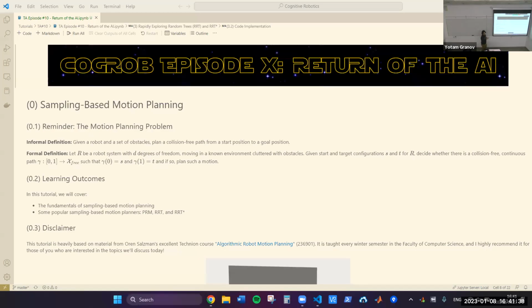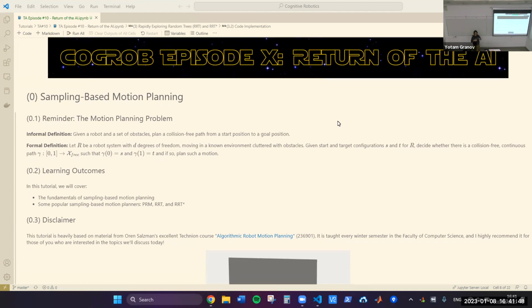And so welcome to TA number 10 of Cognitive Robotics. Today's topic, return of the AI. I mean, the AI never really left, but we'll continue on with it anyways. Today we're going to discuss a different subfield of motion planning.